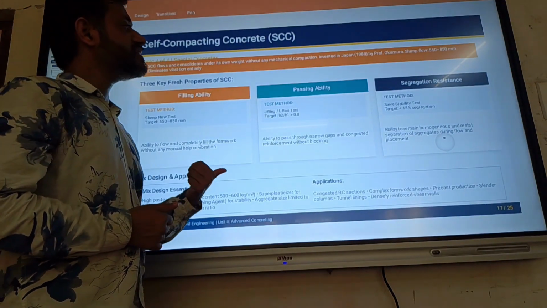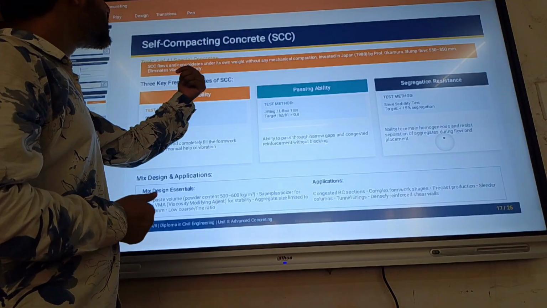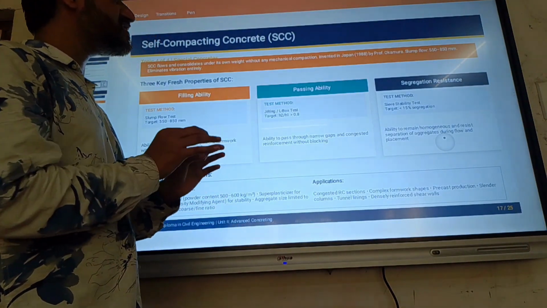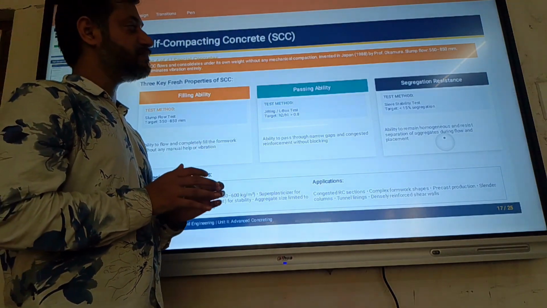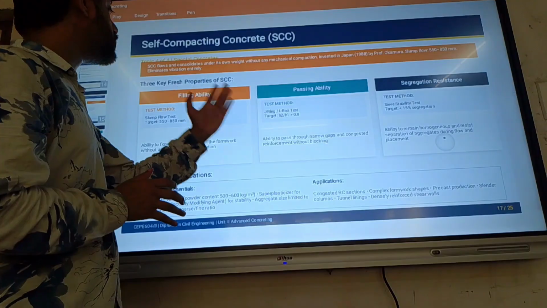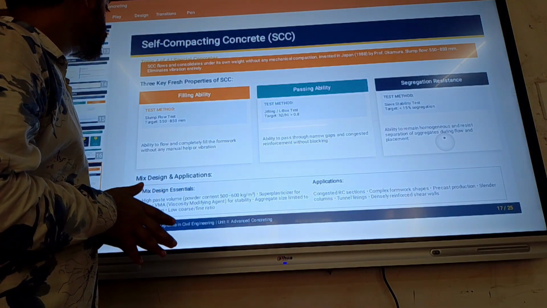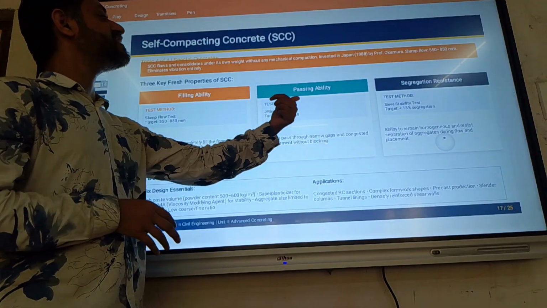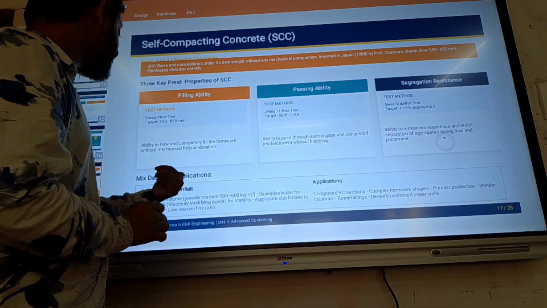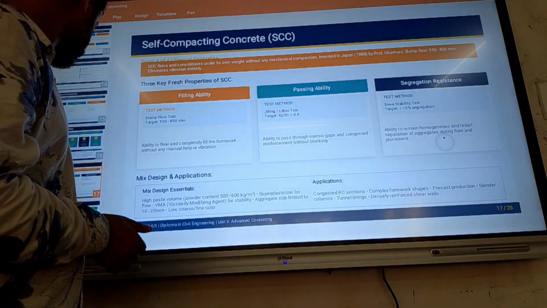Now here comes the self-compacting concrete. It flows and consolidates under its own weight without any mechanical compaction. So it doesn't need any compaction process, right? So the 3 key fresh properties of self-compacting concrete are filling ability, passing ability and segregation resistance, right? Mix design and its applications are also very important.